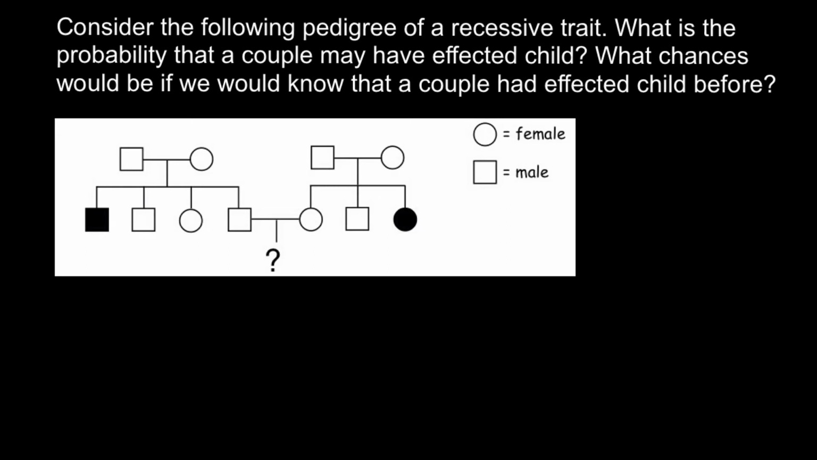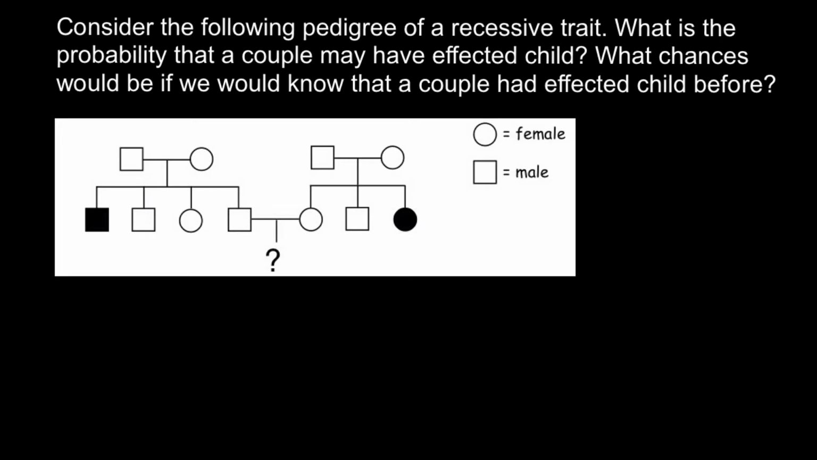Hello and welcome to Nikolay's genetics problems, and today's problem is: consider the following pedigree of a recessive trait. What is the probability that a couple may have an affected child? And the second question: what would the chances be if we knew that the couple had an affected child before? So let's answer the first question first.